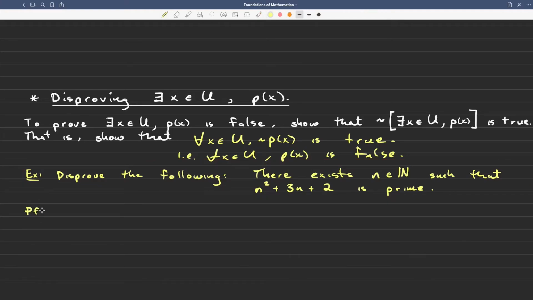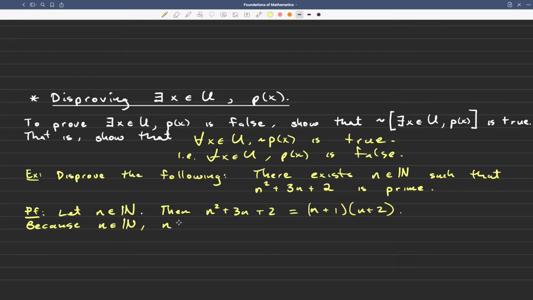So I'm going to give you a proof by contradiction. Well, not by contradiction, but I'm going to show that the opposite of this statement is true. So I'm going to let n be an arbitrary natural number. So I started with an arbitrary natural number n, and now I can just say, well, for that arbitrary natural number, n squared plus 3n plus 2 can be written as, we can factor that as n plus 1 times n plus 2. Well, because n is a natural number, n is bigger than or equal to 1. So n plus 1 is bigger than or equal to 2, and n plus 2 is bigger than or equal to 3.